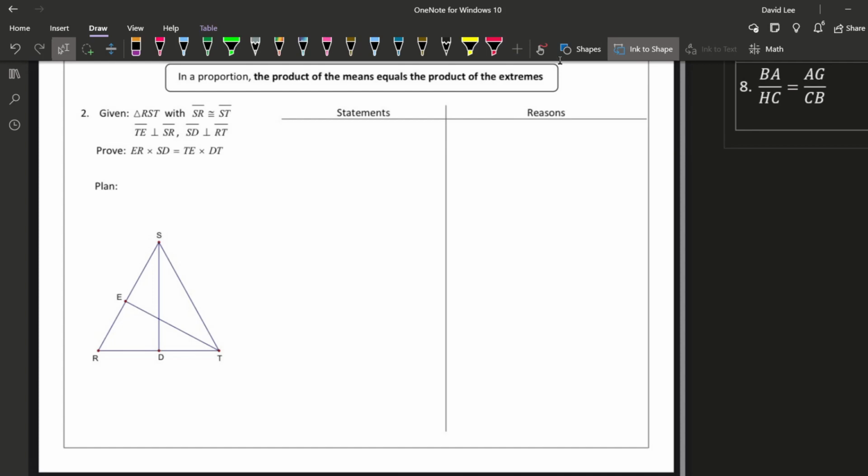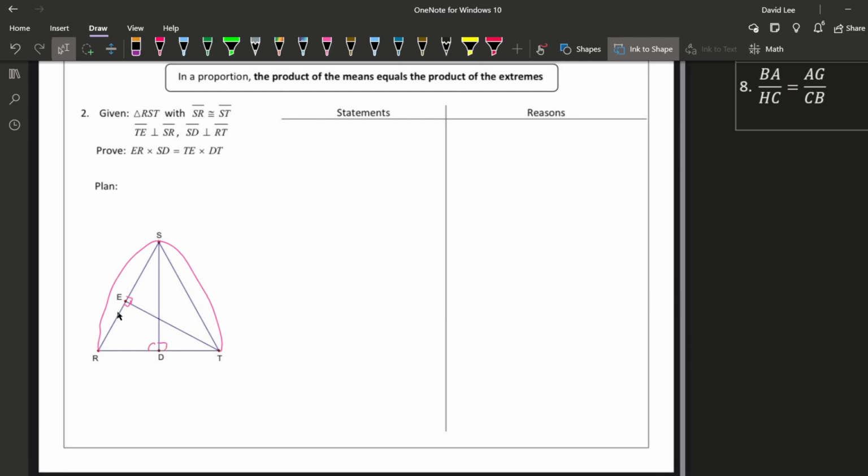So I'm going to try to solve this one. It says given triangle RST with SR congruent to ST. So this is congruent to this. I'm thinking isosceles right now. And then it says TE is perpendicular to SR, so that's this and this are right angles. SD is perpendicular to RT, so these are perpendicular.